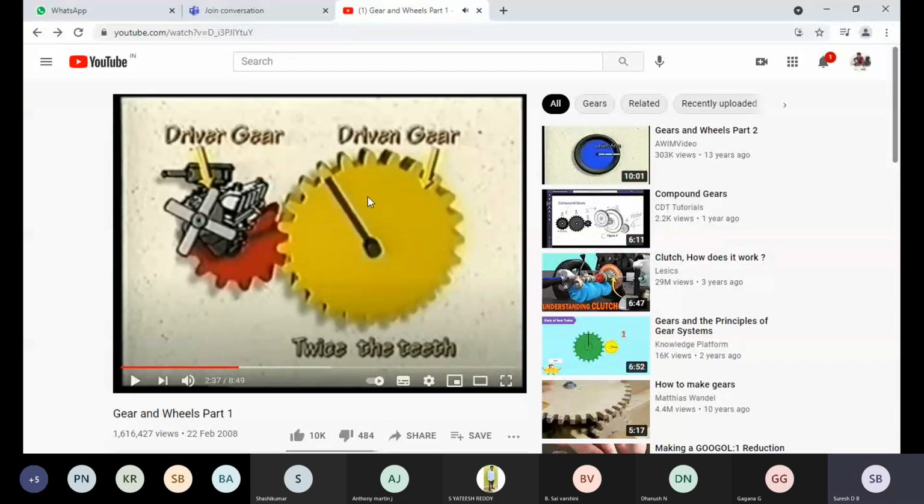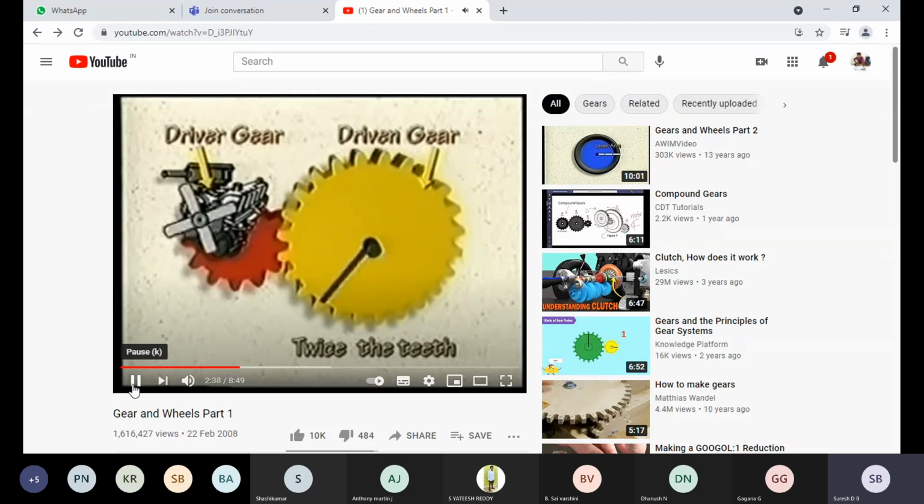See here which is the driver gear and which is the driven gear. Driver gear means this gear is rotated by means of external power, that's why we call it a driver gear. This yellow, larger gear is rotated by means of this smaller gear, that's why we call it a driven gear.